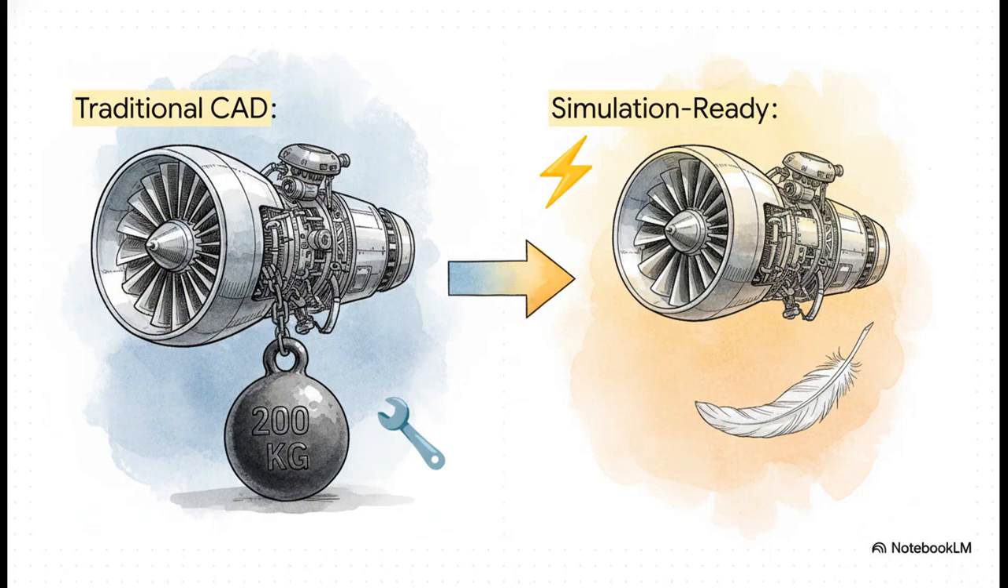So, this is the transformation we're aiming for. Over on the left, you've got your standard, heavy, dense CAD file. And on the right, that's our goal, an asset that's lightweight, optimized, and ready for any real-time engine you can throw at it. The big question is, how do we get from one to the other?